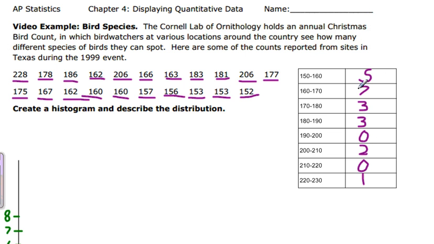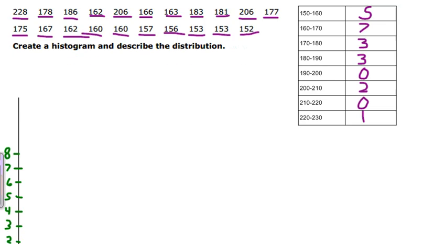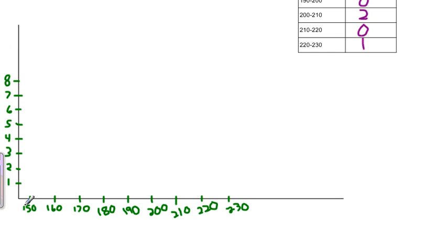Now that I have my bins and how many values go in each bin, I need to create my histogram. I've already labeled some of this for us, but the x-axis is going to be the number of bird species. Notice how for each bin, I didn't write 150 to 160. Since I'm going up by tens, I just went up by tens. The other difference between a histogram and a bar chart is that unless there are actually gaps in the data, your histogram bars should touch each other.